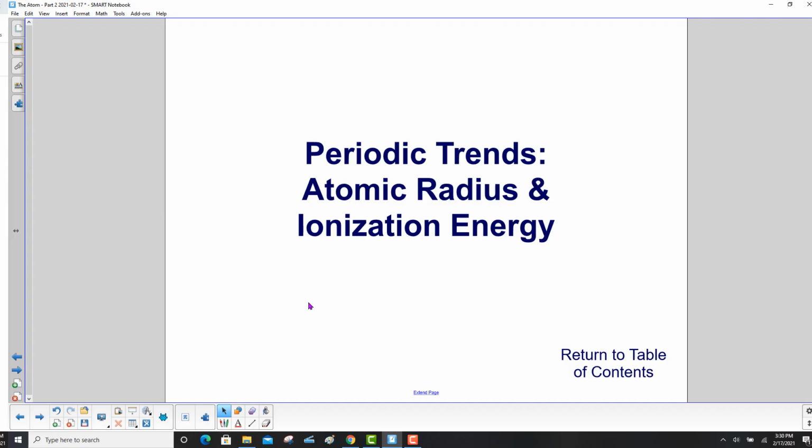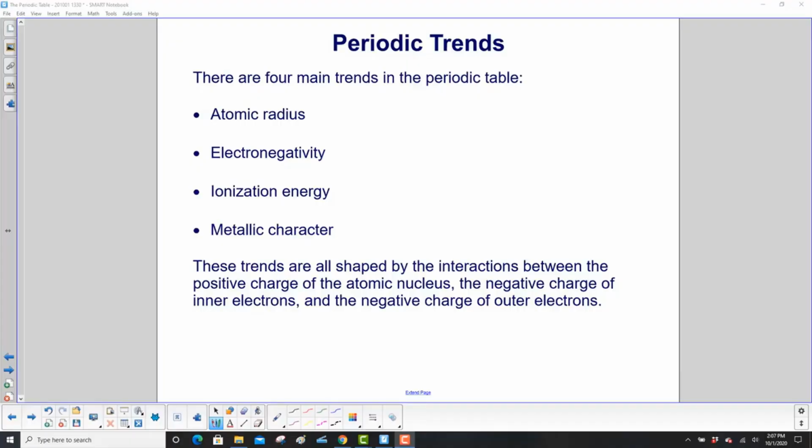Periodic trends, atomic radius, and ionization energy. There are four main trends in the periodic table: the atomic radius, electronegativity, ionization energy, and metallic character. These trends are all shaped by the interactions between the positive charge of the atomic nucleus, the negative charge of the inner electrons, and the negative charge of the outer electrons, or valence electrons.